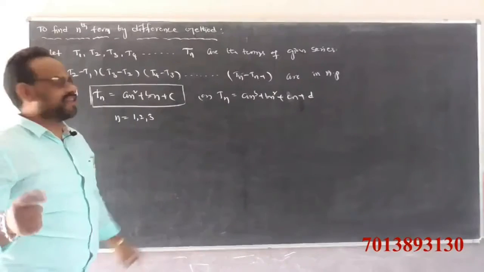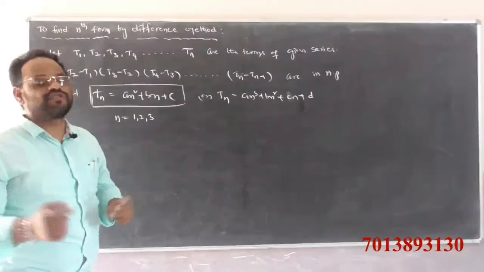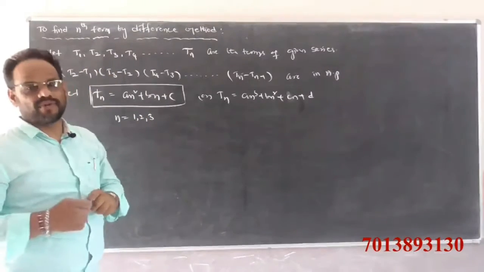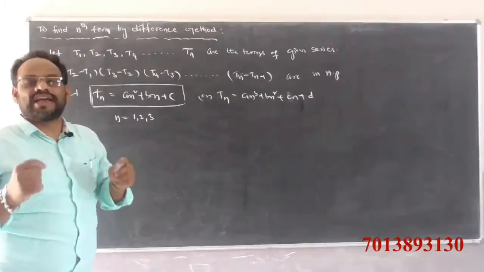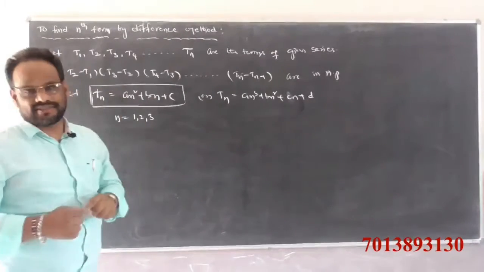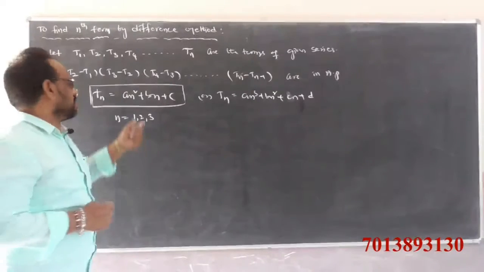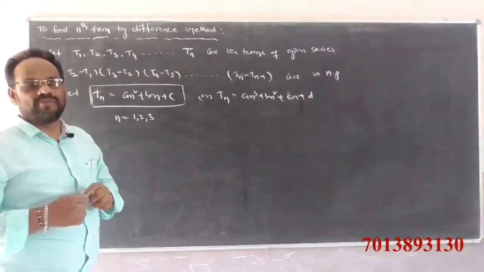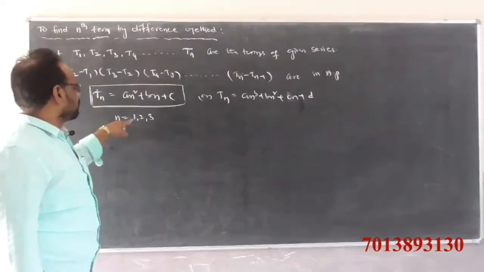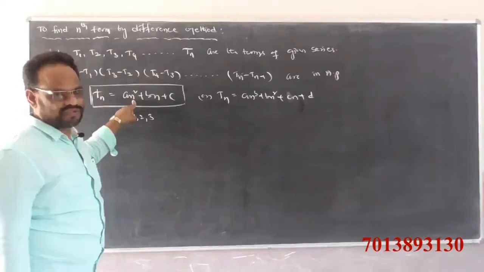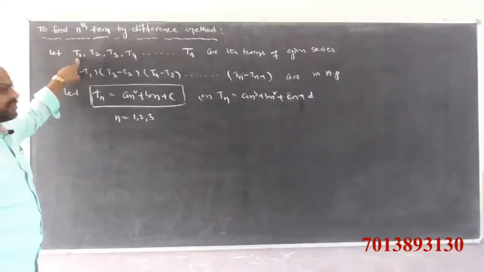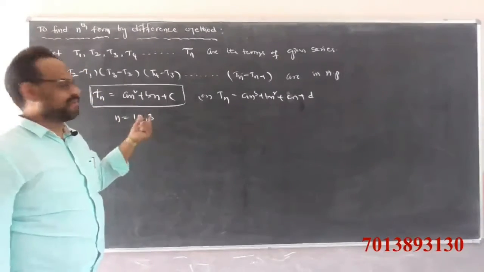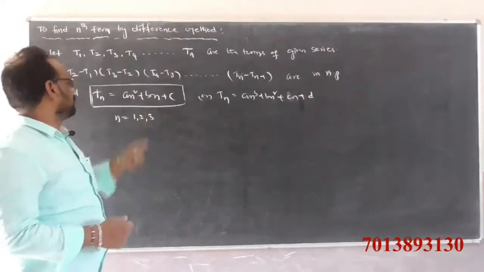If the differences between the successive terms are in arithmetic progression, let us assume that the nth term may be an square plus bn plus c. A, B, C are clearly constants. How to find the A, B, C values? By putting the values n equals 1, 2, 3. If you substitute n equals 1, we get T1. Equate it and solve for A, B, C. We get the A, B, C values, substitute here, and we get Tn.